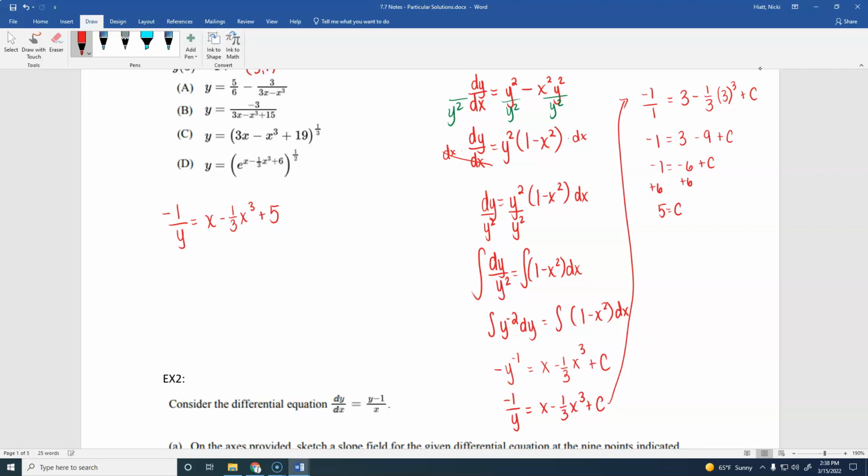All right, so we have this equation now. All of our answer choices are solved for y, so we're going to have to solve for y. I'm going to multiply both sides by y, and then I'm going to divide.